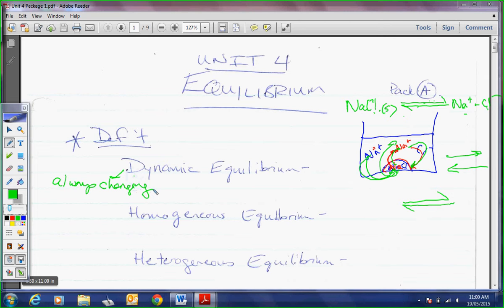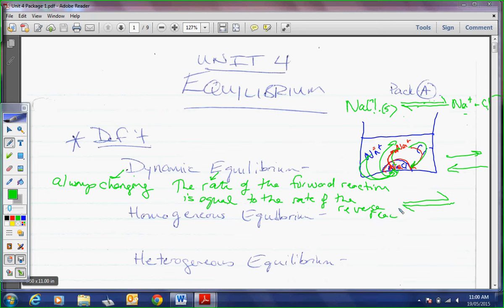Always changing. And the equilibrium part is that the rate of the forward reaction, that's our new fancy way of saying reading left to right, would be forward, is equal to the rate of the reverse reaction. And that's our new fancy way of saying reading right to left. Okay? The rate of the forward reaction is equal to the rate of the reverse reaction. Everybody get that? And it's constantly changing. If you were to radioactively tag something, it would constantly be moving.